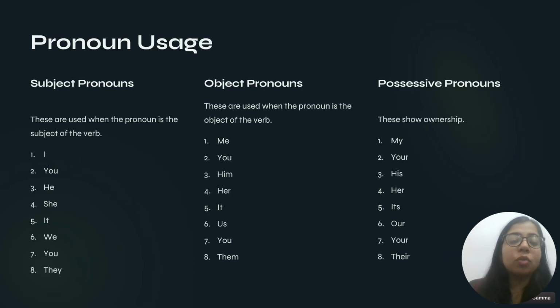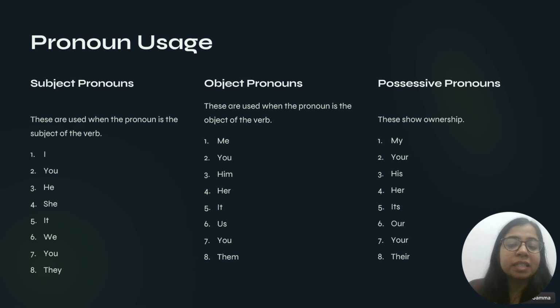Next is pronoun usage. So first we'll talk about subject pronouns, the pronouns which are usually used at the place of subject. Okay, so those pronouns are I, you, he, she, it, we, you, they, in both singular form and plural form. So if you write this down somewhere, if you note it down, then it will be very easy for you to study about the pronouns.